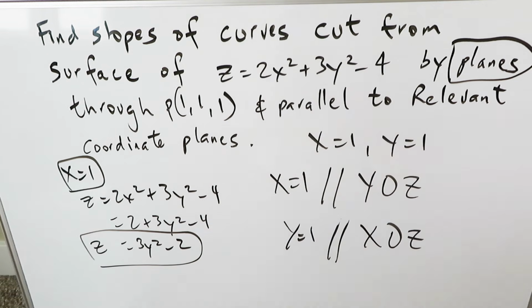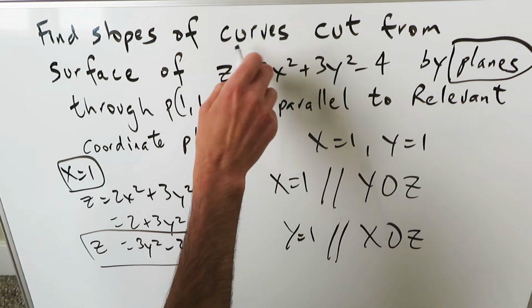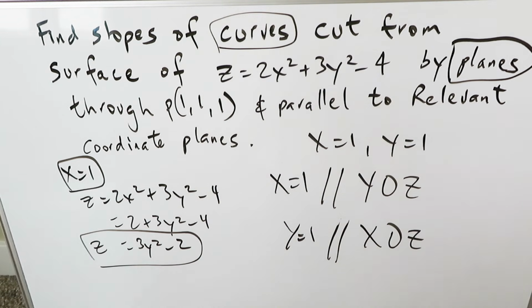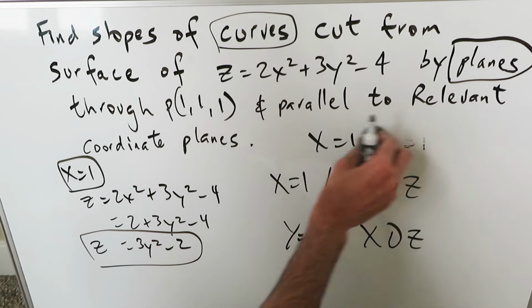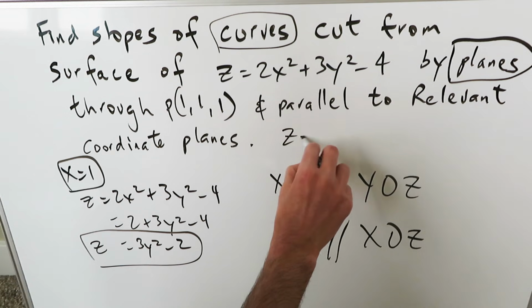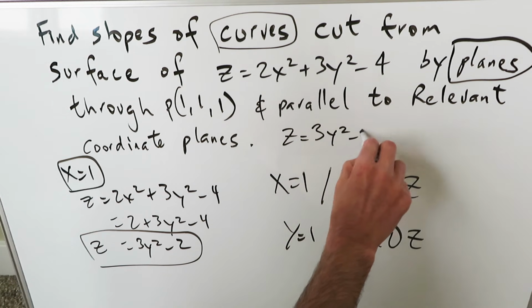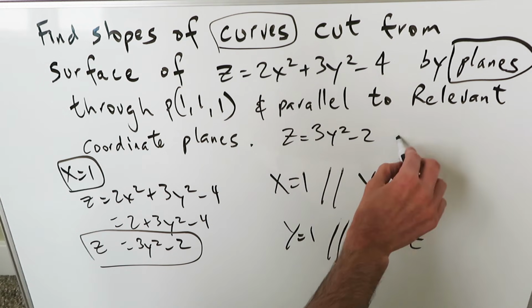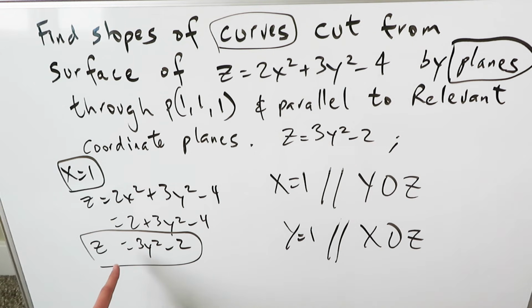This represents one curve. We need to find slopes of curves. This right here is one curve. I'm going to put it over here because I'm going to show you graphs of all of these so you have better perspective. Your one curve is z is equal to 3y squared minus 2. This is when x was equal to 1. Now if you take the partial derivative of this, you can determine the slope of the tangent line at that particular point, 1, 1, 1.